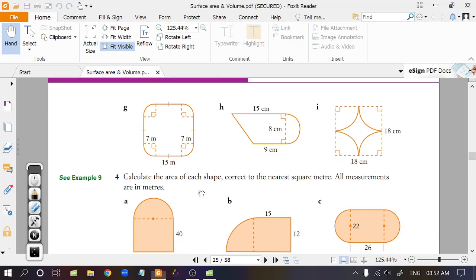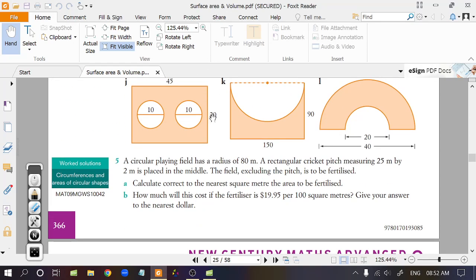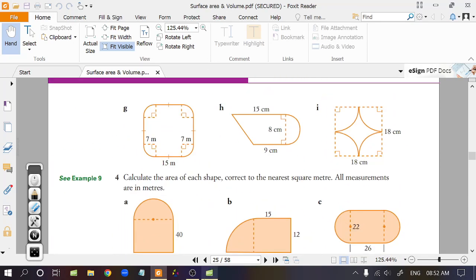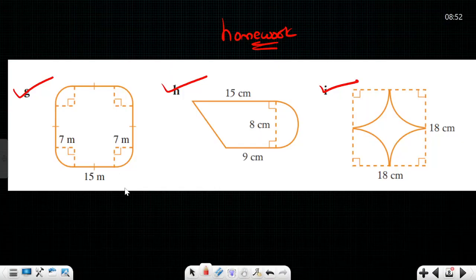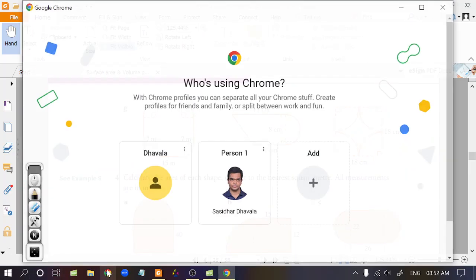Okay, now we are left with only the 4th question. This 4th question we will do later. First of all, these are your homeworks. I'll put it in the WhatsApp group.